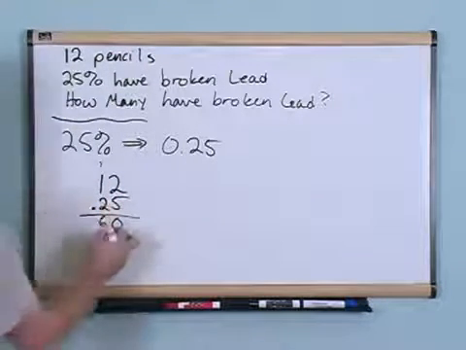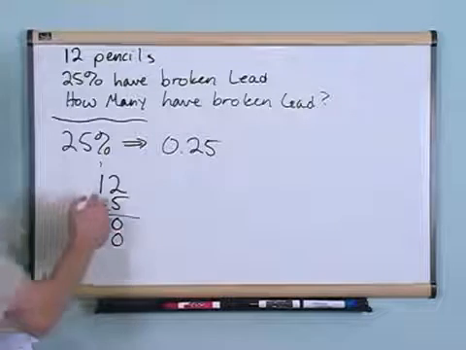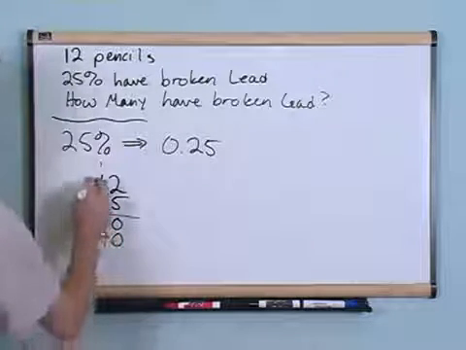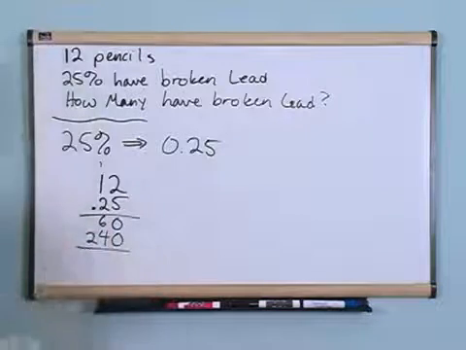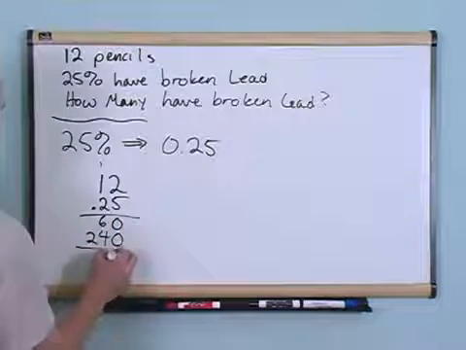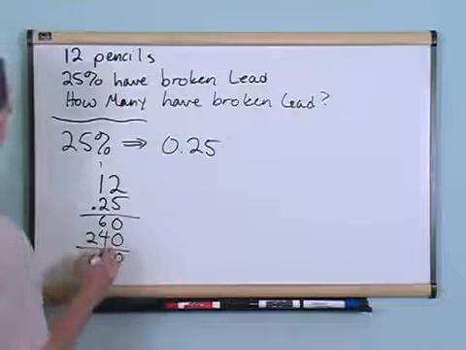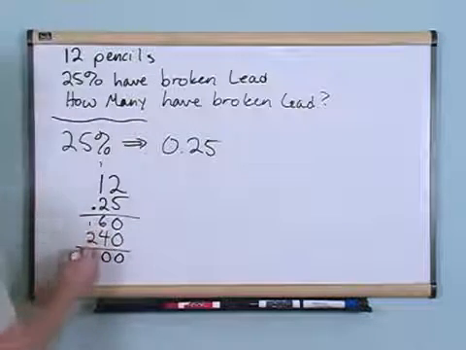Now we're going to move to the next digit, and because we're going to do that, we'll add a 0. 2 times 2 is 4, and 2 times 1 is 2. Okay? So now we add these up. 0 plus 0 is 0. 6 plus 4 is 10, carry the 1. And 2 plus 1 is 3.